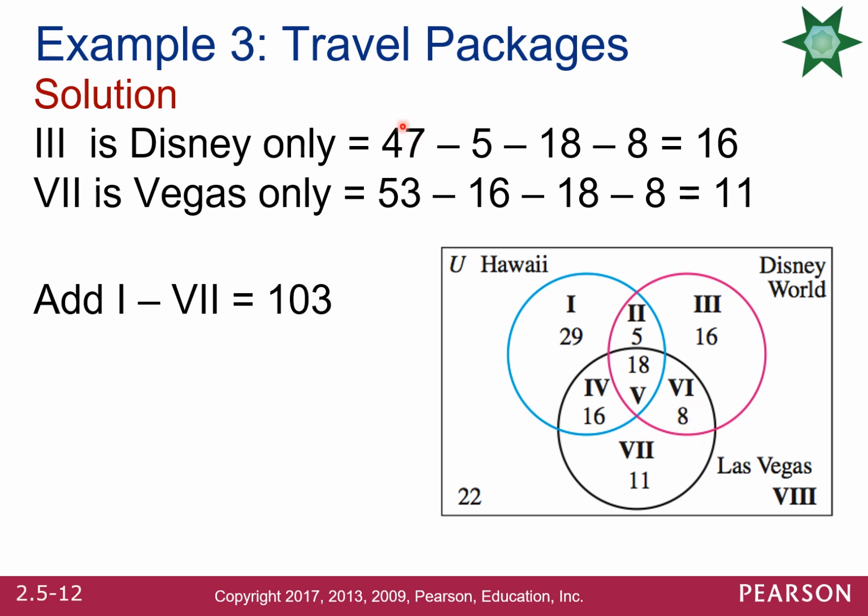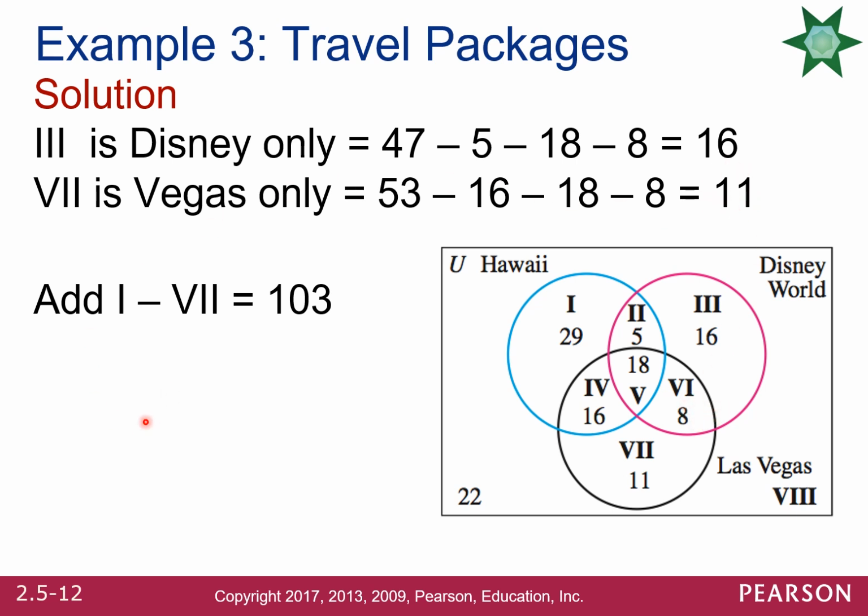There were a total of 47 people who wanted to go to Disney, but a few of them were also interested in going to the other destinations. So you have to subtract that number from 47, and that gave us the 16. And likewise, region 7, which represents Las Vegas, would be 53. So 53 people wanted to go to Vegas, but that number included people who wanted to go to the other destinations as well. So they have subtracted from 53 the intersections of region 4, 5, and 6, and come up with the number 11.